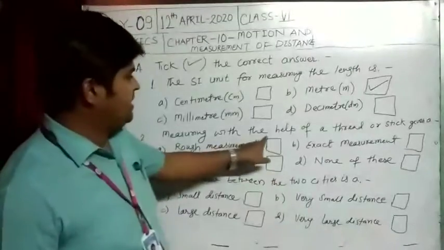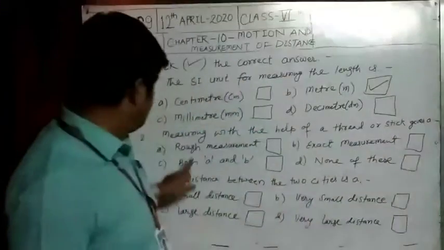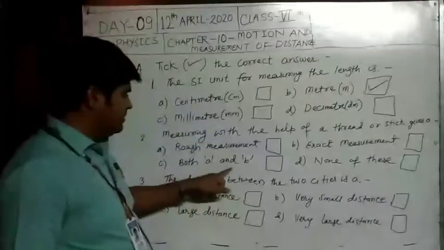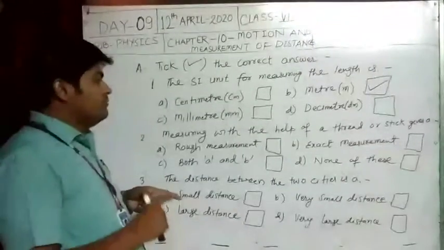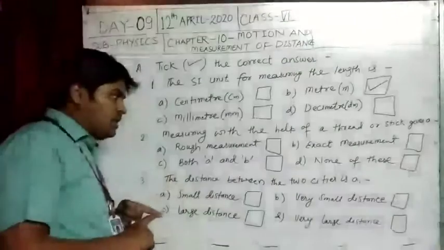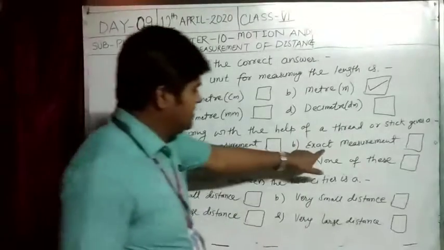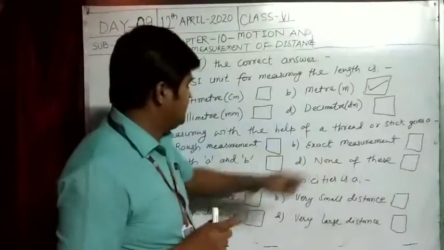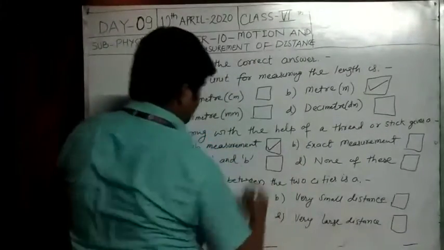Now question number 2. Measuring with the help of a thread or a stick gives a rough measurement, an exact measurement, both A and B, or none of these. I have taught you that measuring with a thread is not a correct measurement, that means not an exact measurement. For exact measurement we use a scale or an inch tape. So it is a rough measurement. You will take option A.